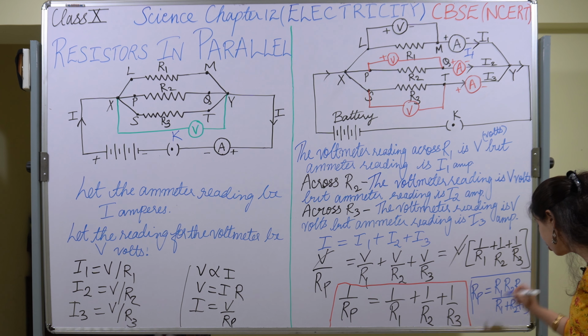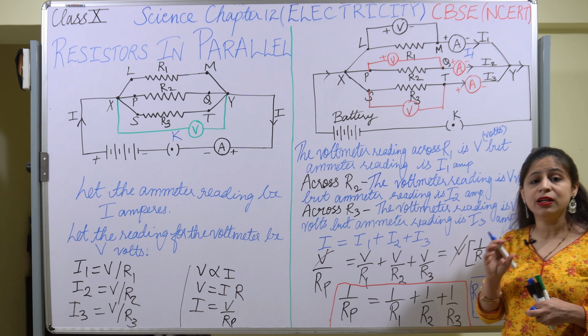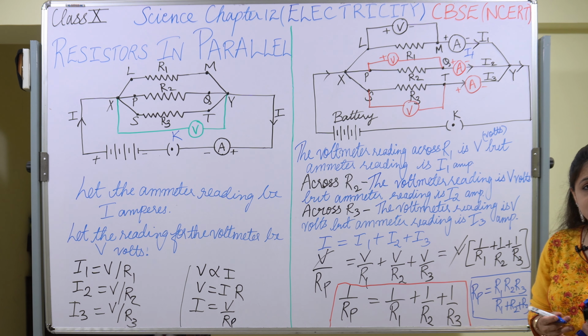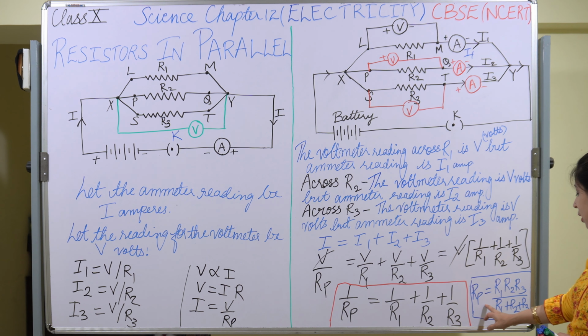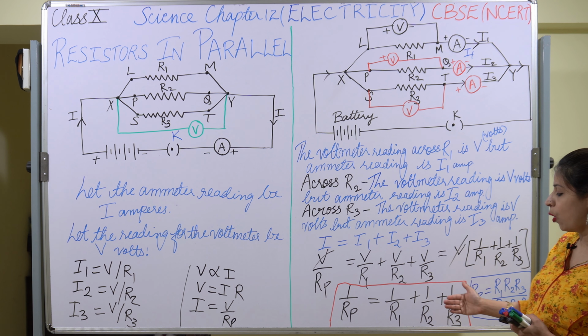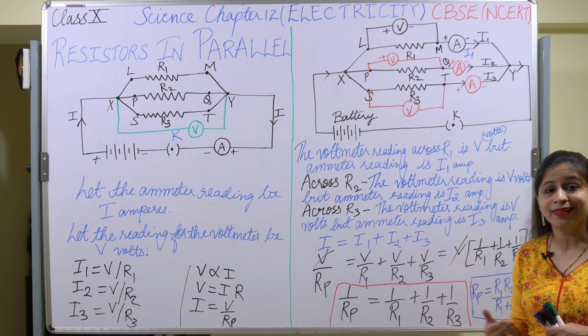So this will be the value of the equivalent resistance when the resistors are connected in parallel. In this manner we need to solve the numericals, because it is very important from the numericals point of view.